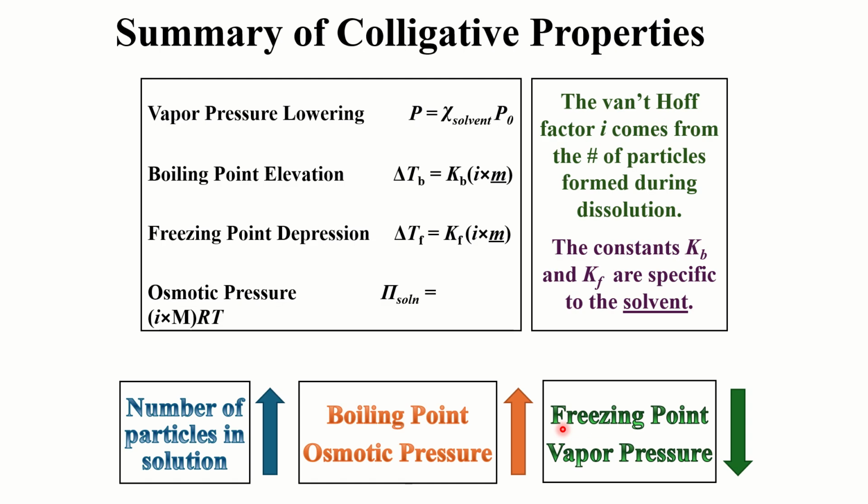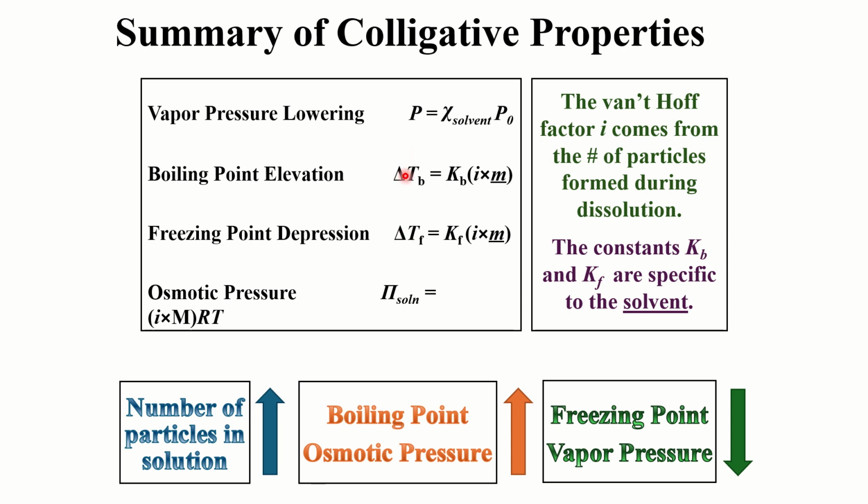Okay, so summarizing everything we covered today, vapor pressure uses Raoult's law. P equals X solvent times P0. Boiling point elevation and freezing point depression, very similar equations, delta TB, delta TF, KB, KF, and then both have i times m. Remember that if you're asked to solve for the boiling or freezing point of solutions, that these are just the elevation or depression.